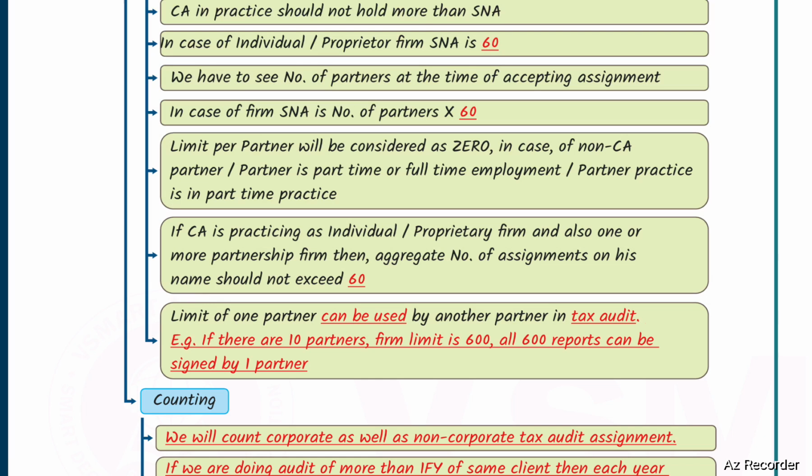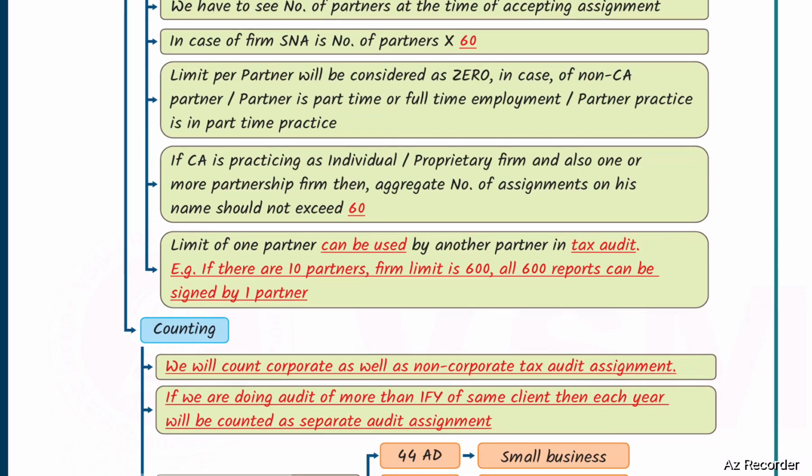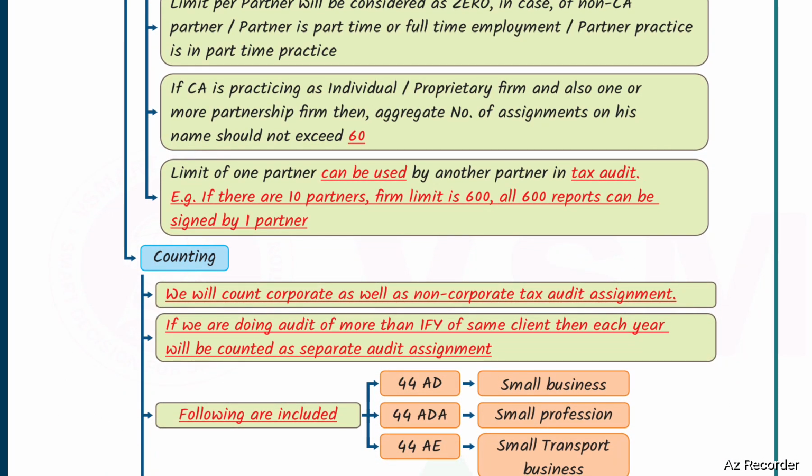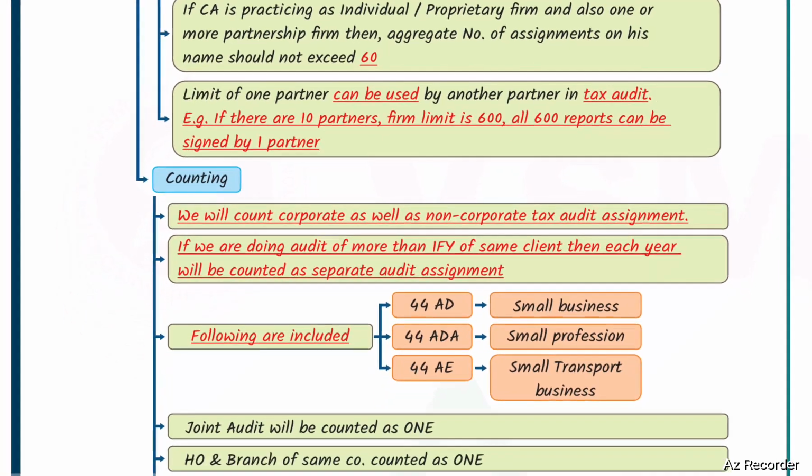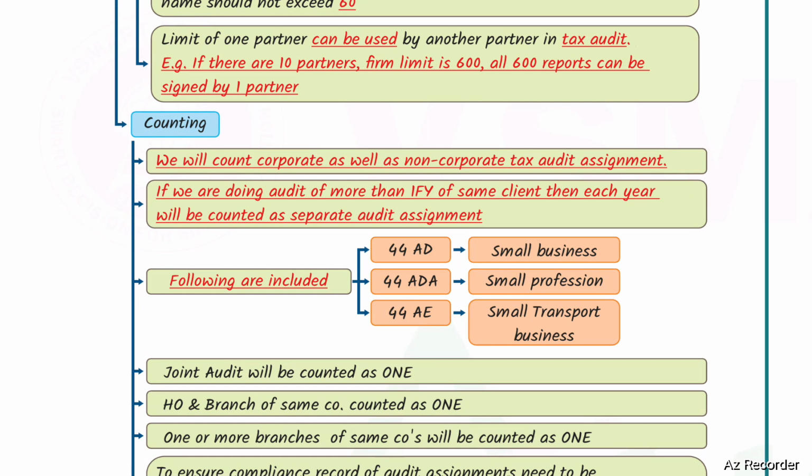The limit per partner will be considered as 0 in case of a non-CA partner, or where our partner is in part-time or full-time employment or in part-time practice. If a CA practices as an individual or a proprietary firm and also in one or more partnership firms, then the aggregate number of assignments in his name should not exceed 60. The limit of one partner can be used by another partner in tax audits.